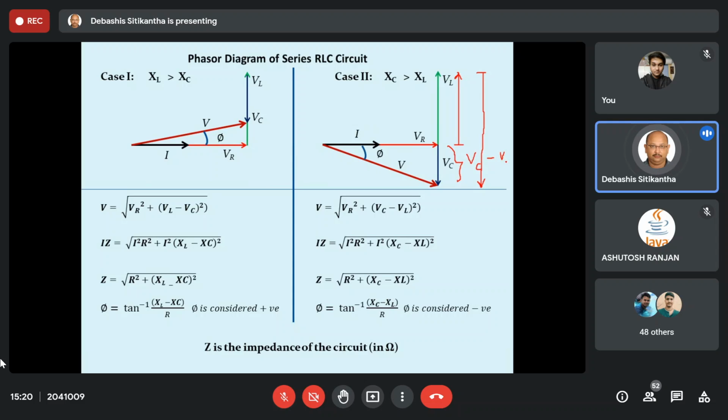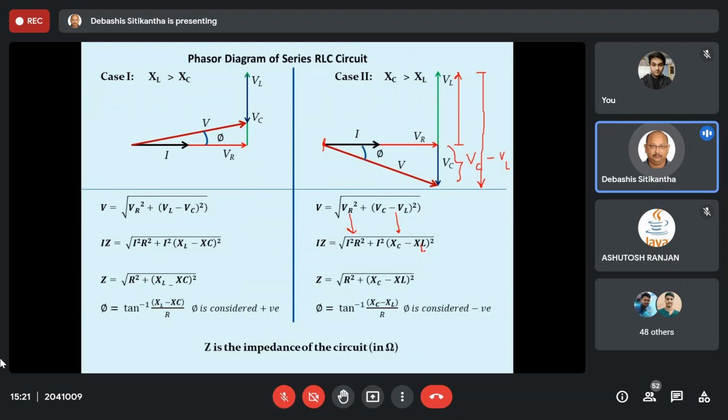Okay, if this is the case, let us now write down the equation for this V. Theoretically, V will start from the starting point and end at the ending point. So V is equal to the square root of VR square plus (VC minus VL) whole square. In the same way, I will write VR in terms of IR, so it comes as I square R square. And for this one, it is going to be I square (XC minus XL) whole square.